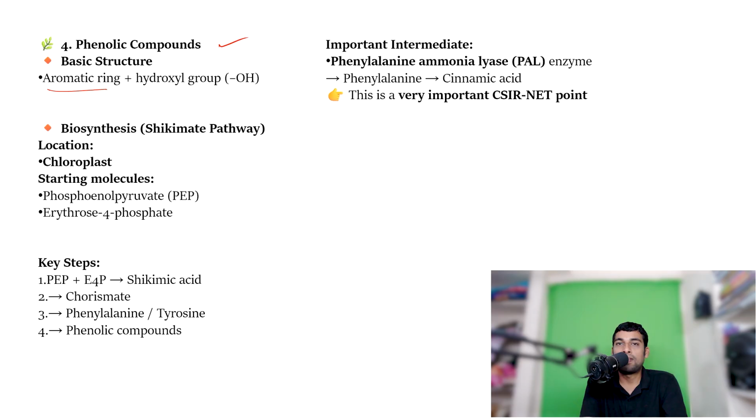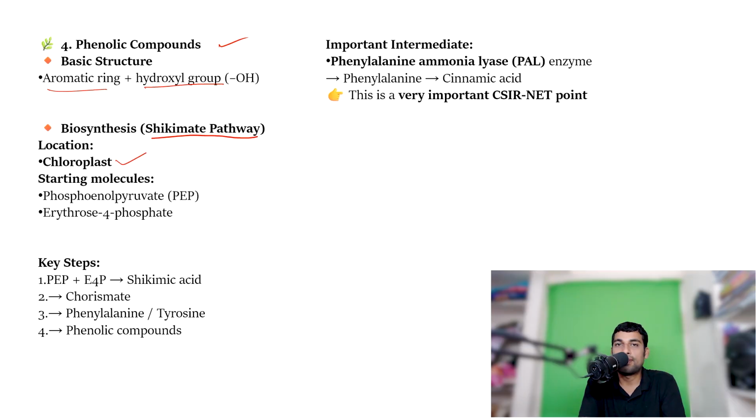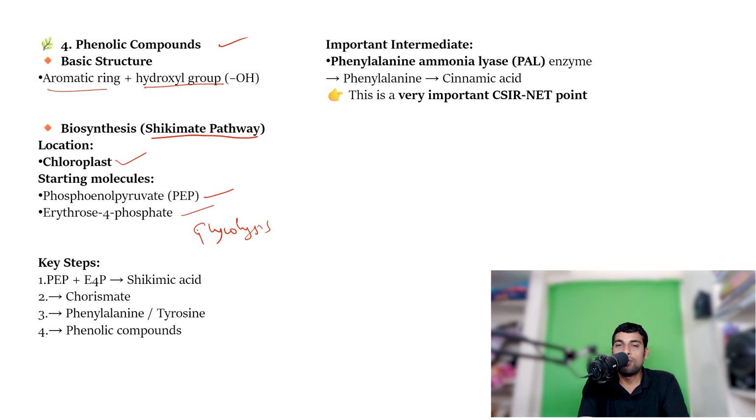Phenolic compounds. Phenolic compounds are characterized by the presence of an aromatic ring with hydroxyl groups. Biosynthesis of phenolic compounds: they are synthesized through the shikimic acid pathway, which occurs in the chloroplast. The starting precursor molecules are phosphoenolpyruvate and erythrose 4-phosphate. Where is PEP produced? Do you remember glycolysis? So it is produced there. So phosphoenolpyruvate plus erythrose 4-phosphate produces shikimic acid. Now it is converted into chorismate. Now it is converted into phenylalanine.